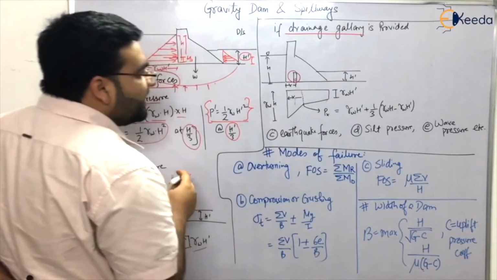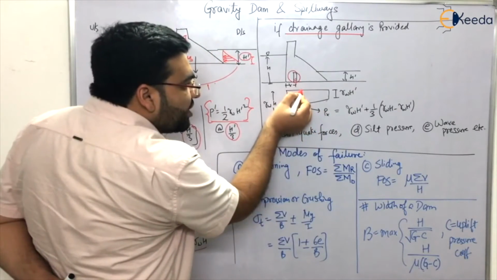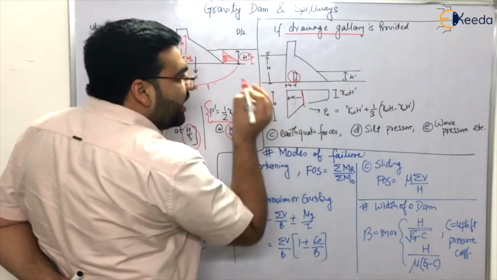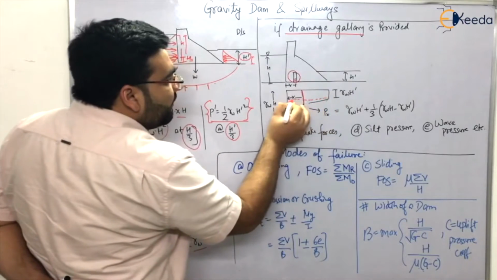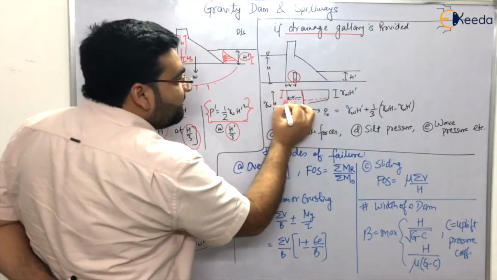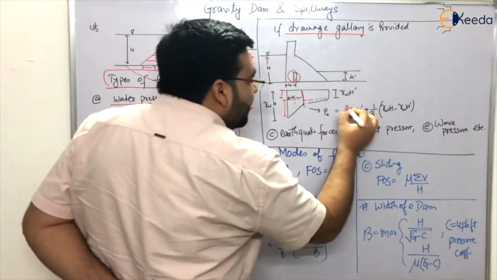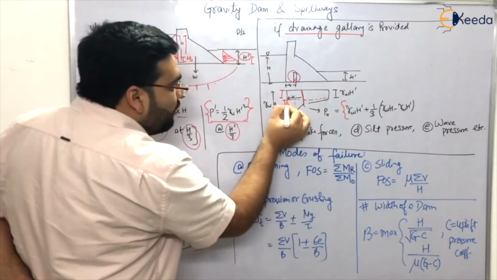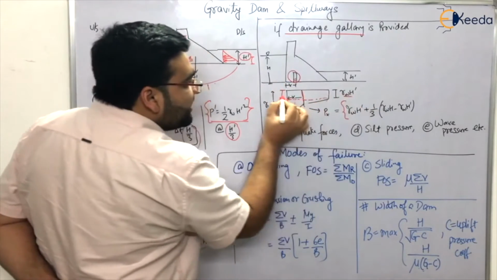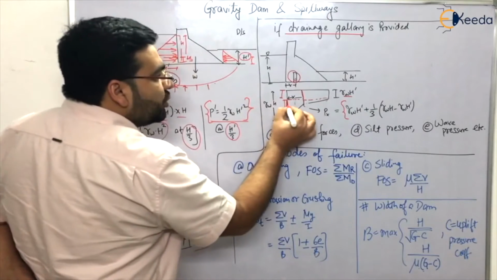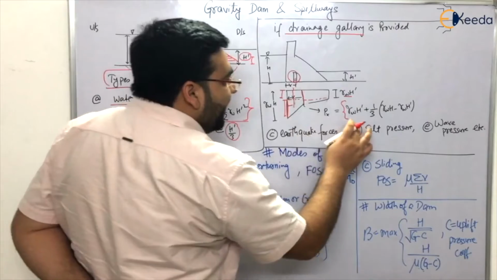Now how much does it decrease? It has been found by experiments that if you want to calculate the pressure here, you take gamma W into H dash, this much value, plus one third of this much value. How much will this value be equal to? This value will be equal to gamma W into H minus gamma W into H dash. So you add one third of this value to get the value of Px.